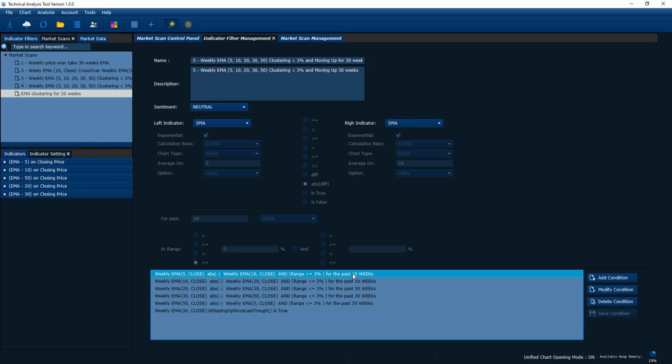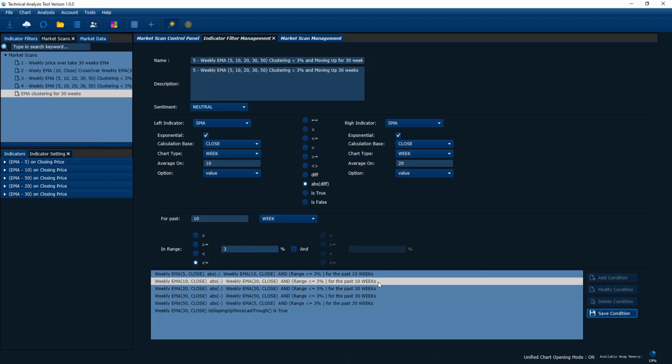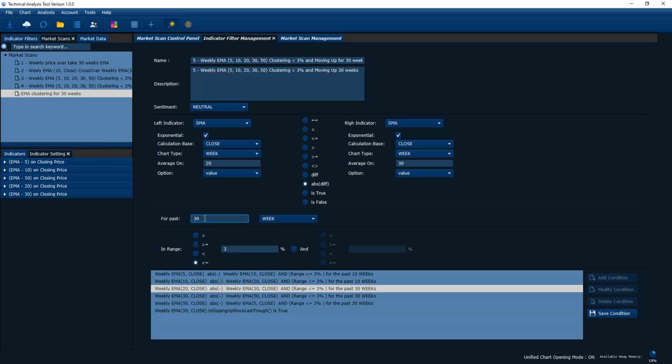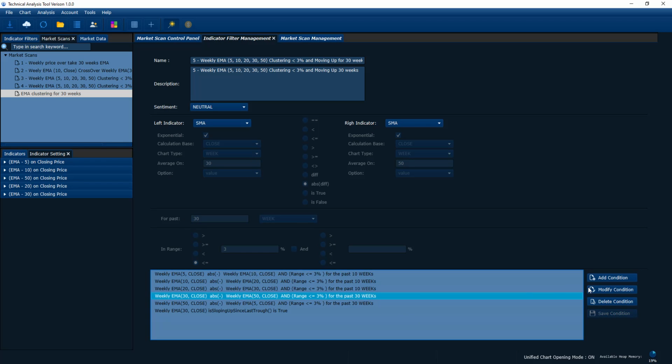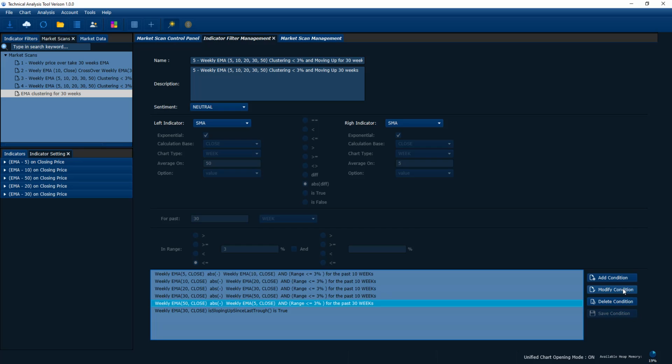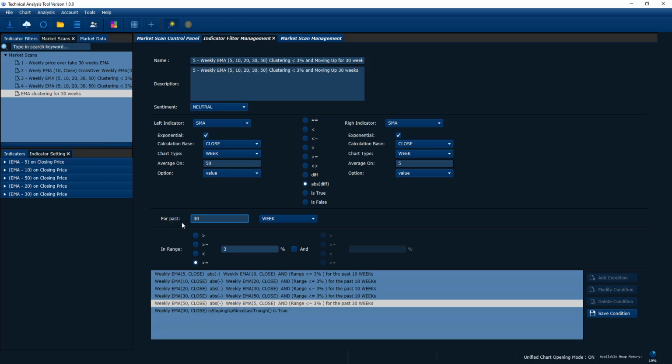First one is 5 weeks and 10 weeks closing less than 3%, 10 weeks and 20 weeks, so with 10 weeks EMA and 20 weeks EMA close together. And no, past 10 weeks, that's also correct. Alright, so already, let's modify that one and change it to past 10 weeks. Change it to past 10 weeks. Last one, also change it to past 10 weeks.